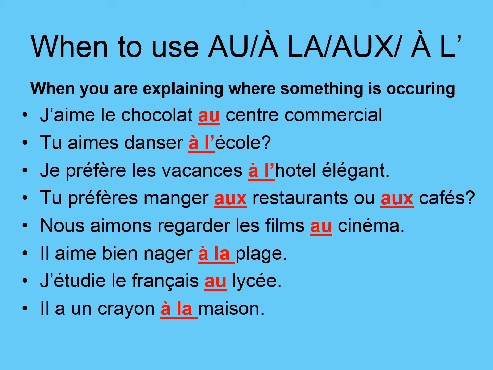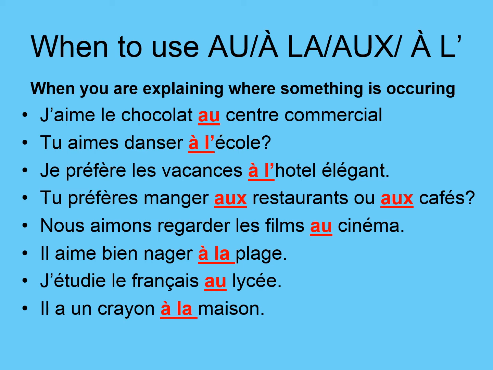So this time we're going to say similar statements, but we're saying where something is occurring. It's answering the question where, or to, or at, or in. So we have to use au and à la in the other two. J'aime le chocolat au centre commercial. I like the chocolate at the mall. So since it's explaining where, I use au centre commercial.